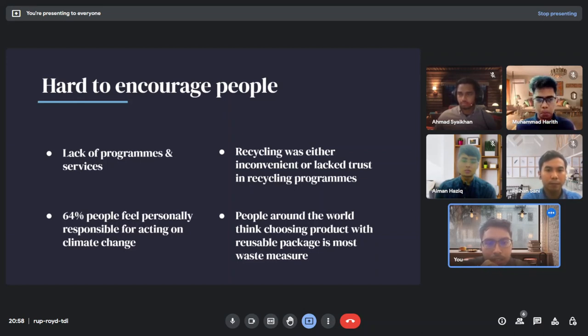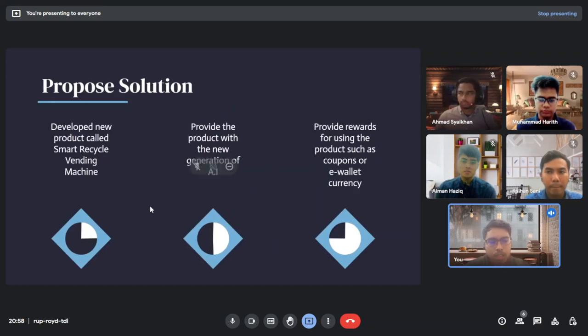So the second problem is that people are hard to encourage to recycle because there is a lack of program and services. The recycling was either inconvenient or lacked trust in recycle programs. The third is 64% of people feel personally responsible for acting on climate change. And the last one is that people around the world think choosing products with reusable packaging is the most effective waste measure. So next we proceed to the proposed solution.